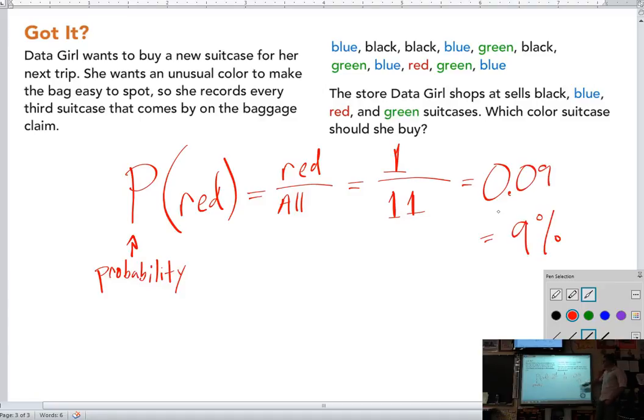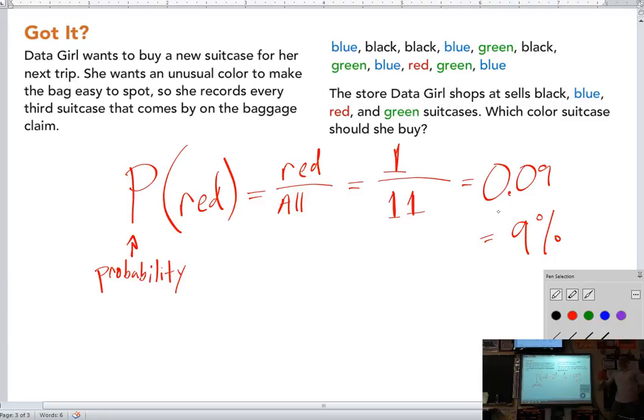There's only approximately a 9% chance of a red suitcase. Less than 10%, less than 1 out of every 10. Is that true? Well, I don't know, maybe. It depends on where you collect your data. Every different set of data will have its own uniquenesses.